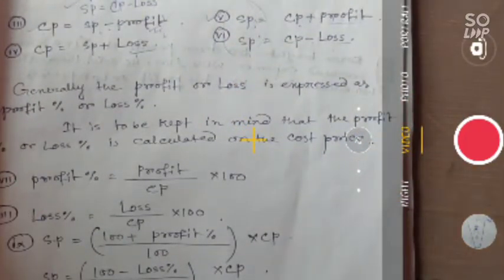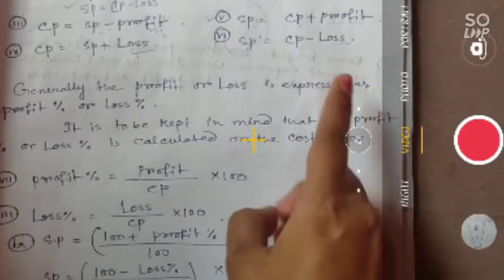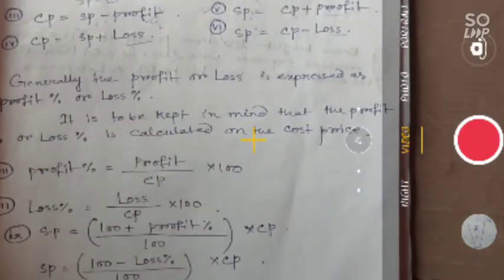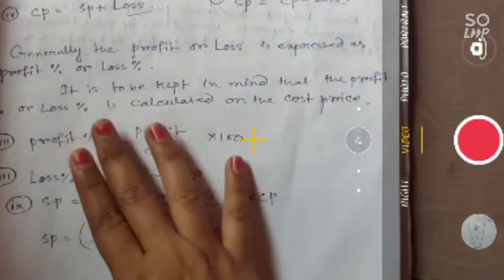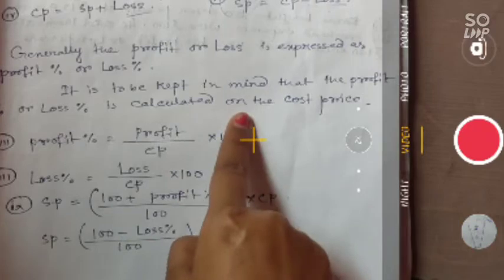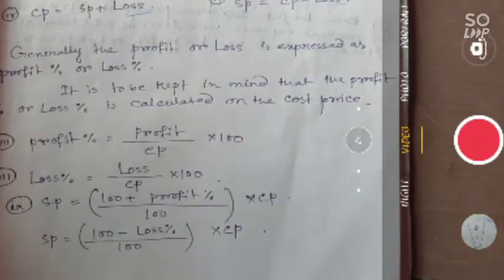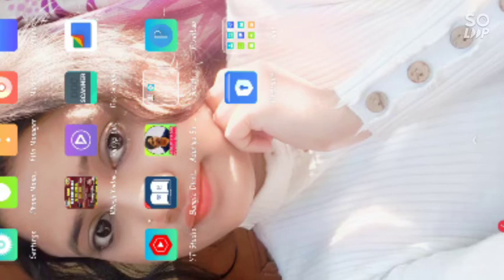So, generally, the profit or loss is expressed as profit percent or loss percent. So, in the case of shopping, the profit and loss is generally expressed as profit percent or loss percent. It is to be kept in mind that the profit percent or loss percent is calculated on the cost price. So profit percent means out of 100. So if I ask you that you will buy a pen at 10 rupees.